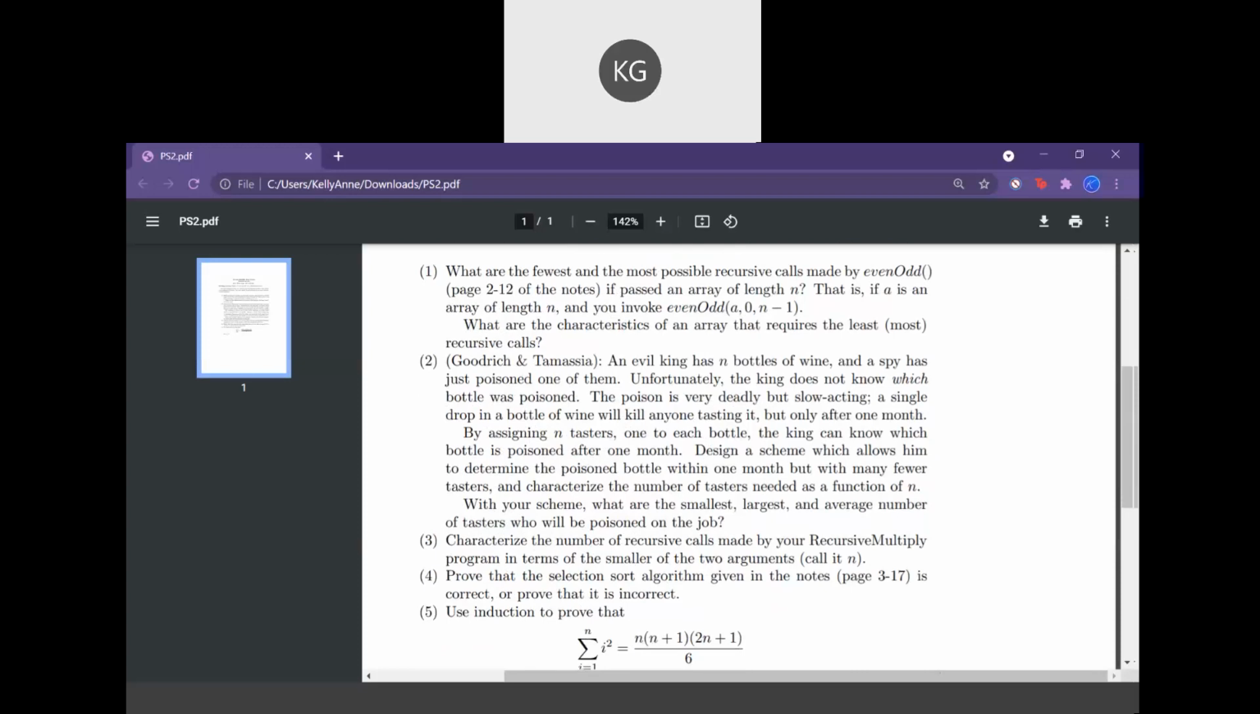Alright, characterize the number of recursive calls made by your recursive multiply program in terms of the smaller of the 2 arguments. So this one's not too bad.